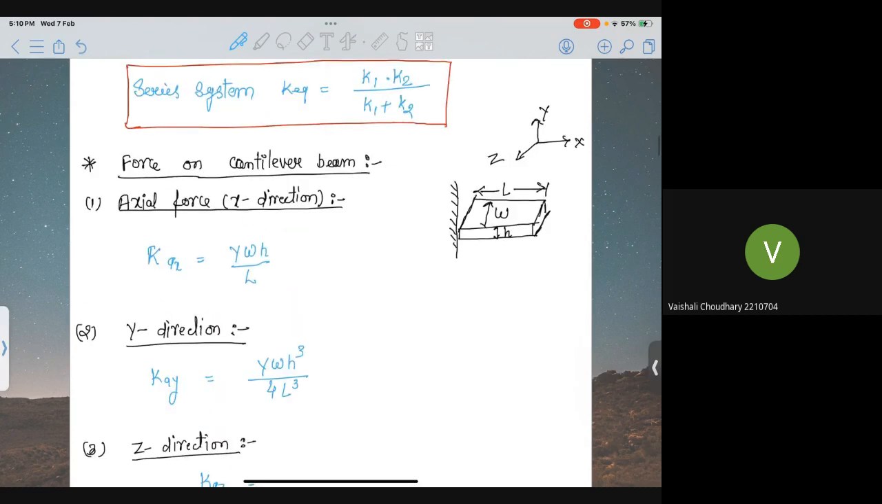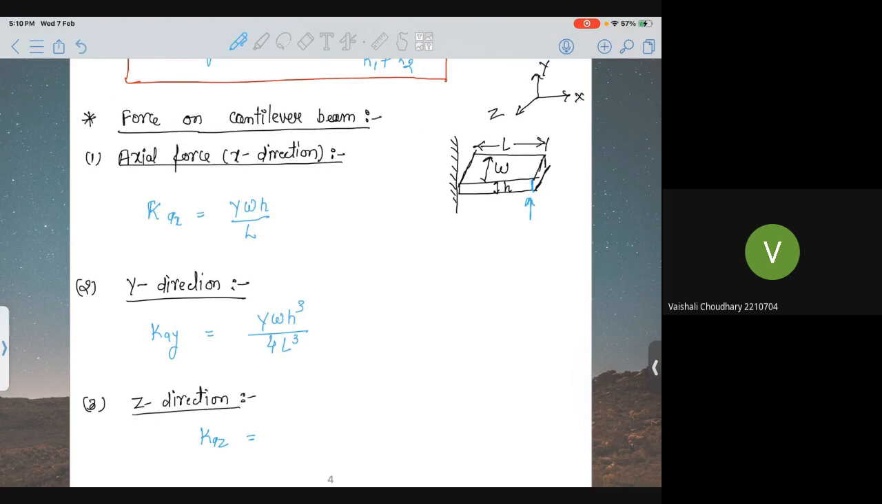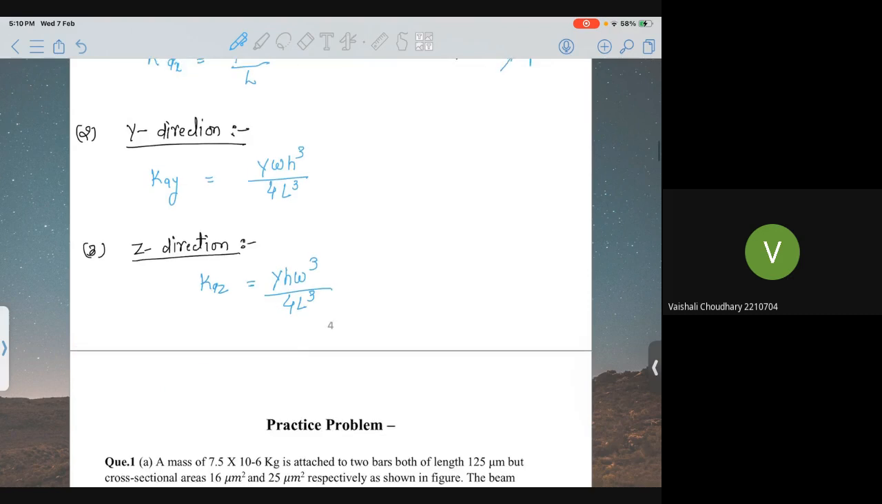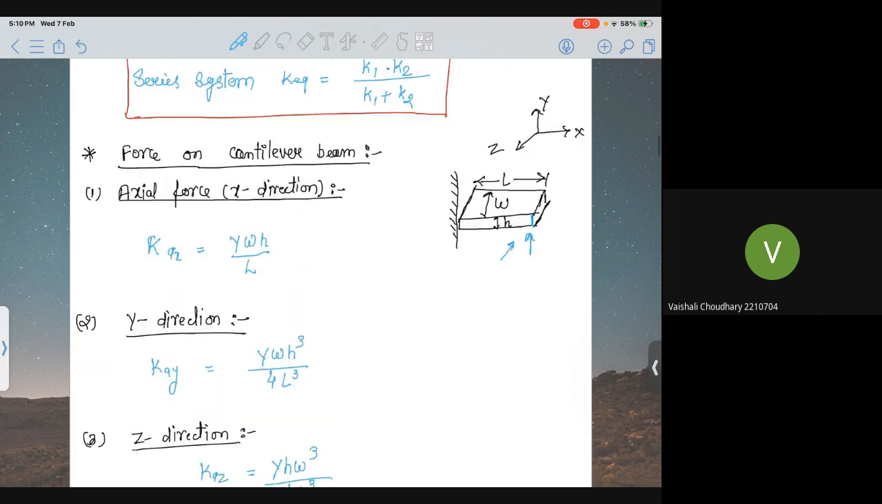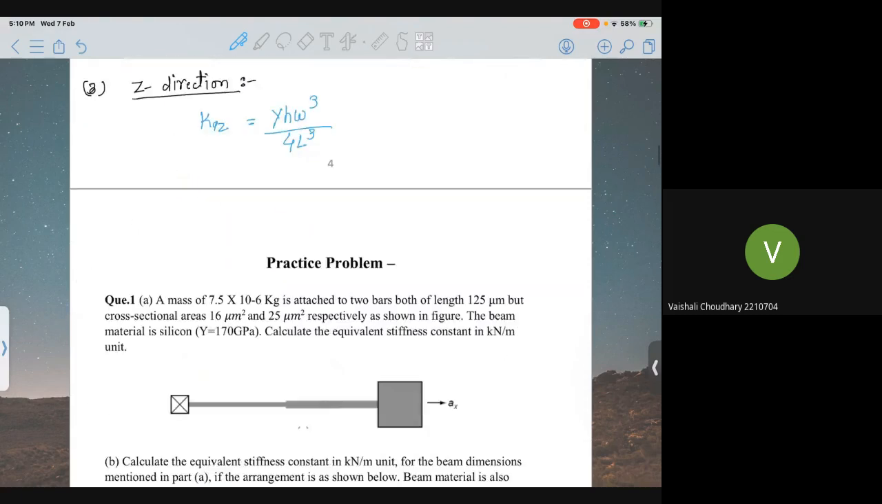It means in case of Y direction, we are applying a force in this way, perpendicular to this height. So we'll cube the height. In case of Z, we are applying in the direction of width. So we'll cube the width. So this is how we can calculate the spring constant if we apply a force in different directions. Okay. So we have seen some basic formulas. Now we'll apply these formulas on some problems.